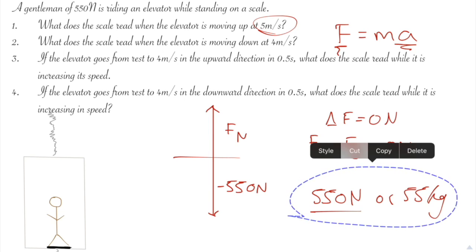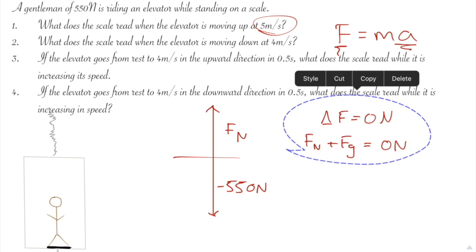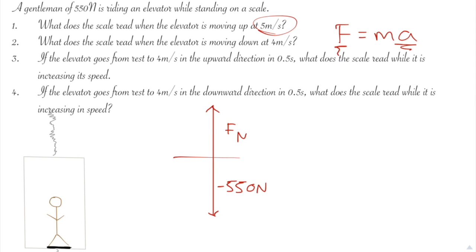So now let's take a look at the third scenario, and this is where it starts getting a little trickier. If the elevator goes from rest to 4 meters per second in the upward direction in 0.5 seconds, what does the scale read while it is increasing in speed? So while it is accelerating, in other words.